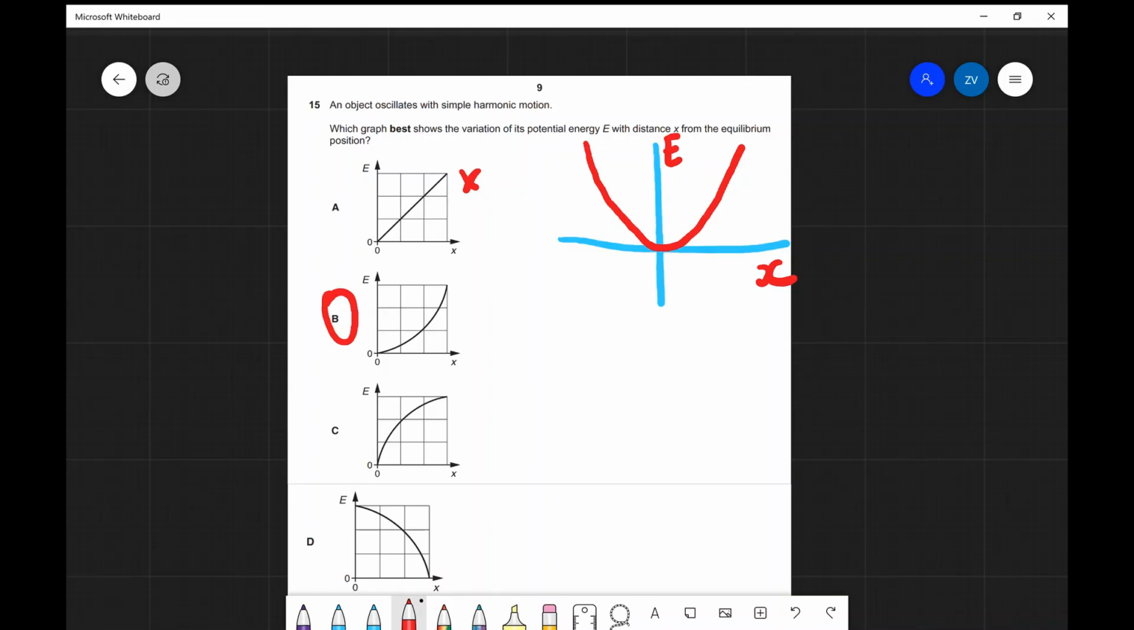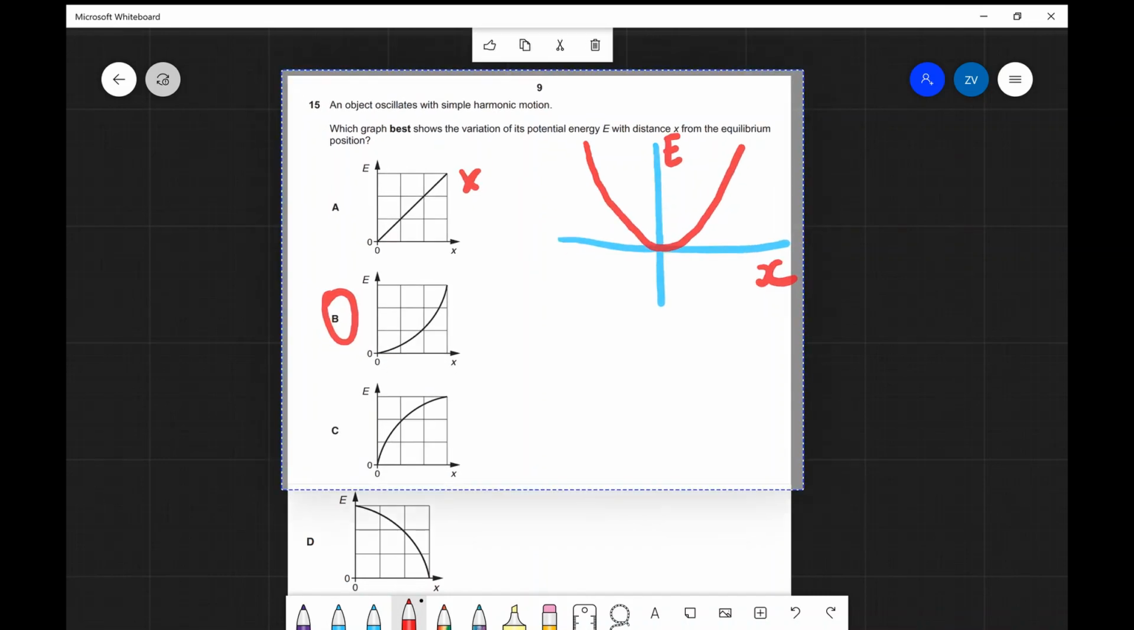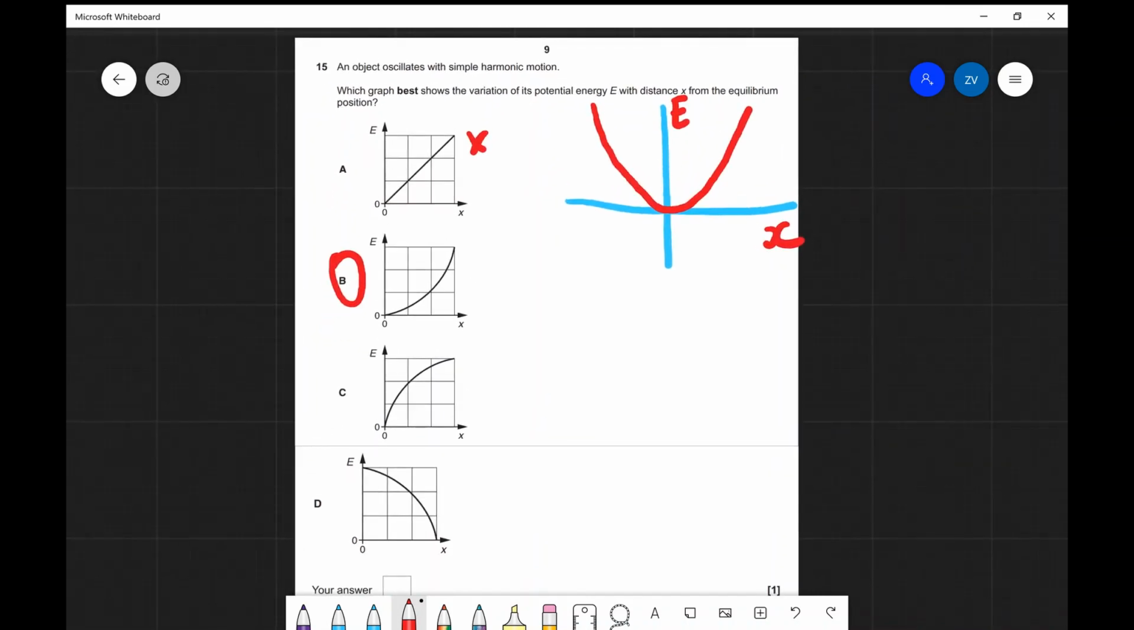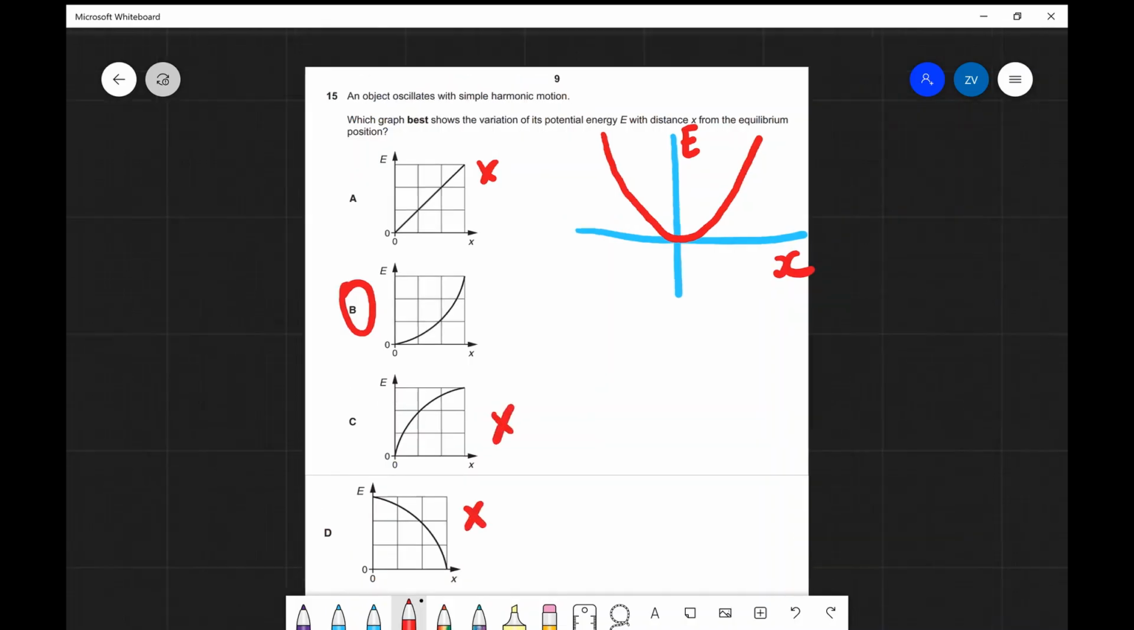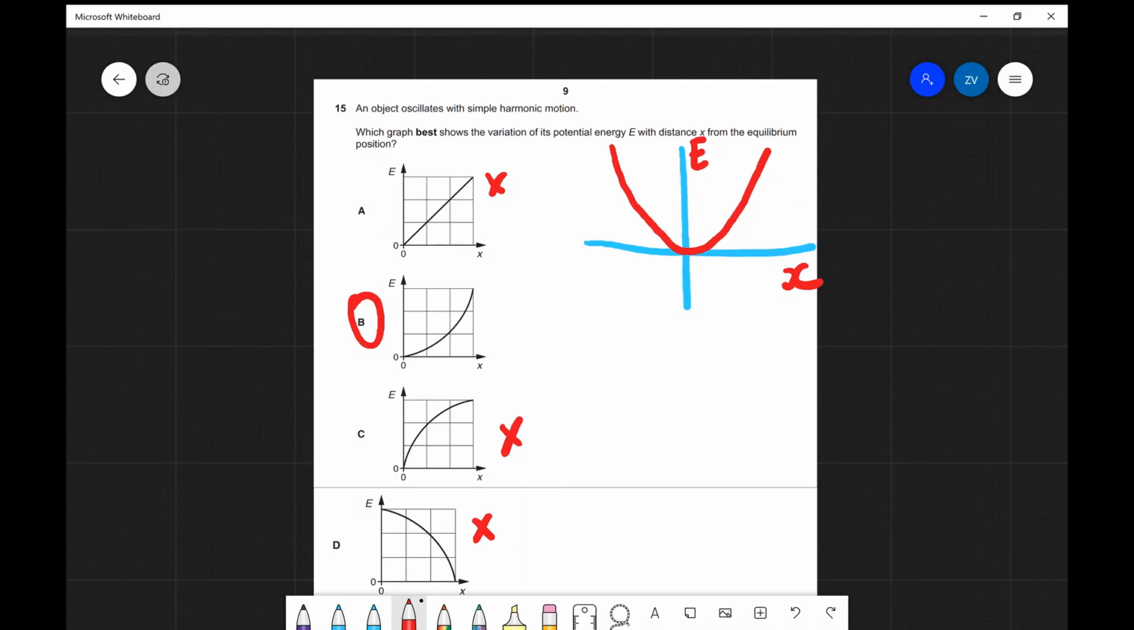C, once again, this is not the correct shape. It doesn't increase in this way in particular. And for part D, the energy is decreasing. So both of those are not correct, and it's quite useful to just keep that graph in memory for the actual exam.